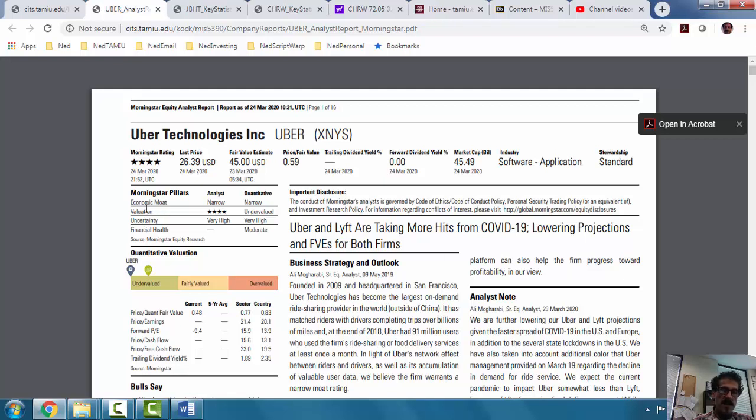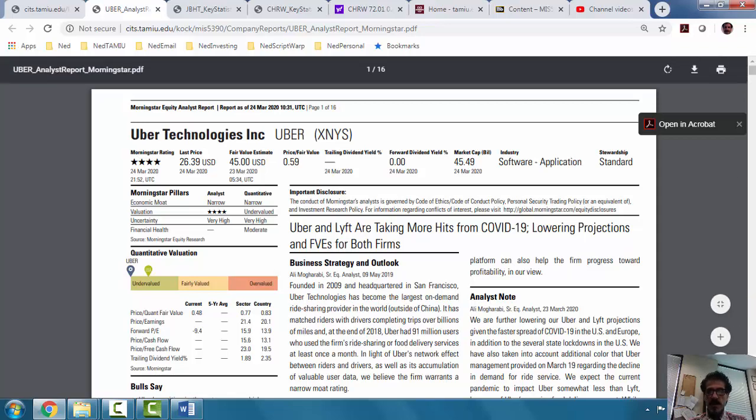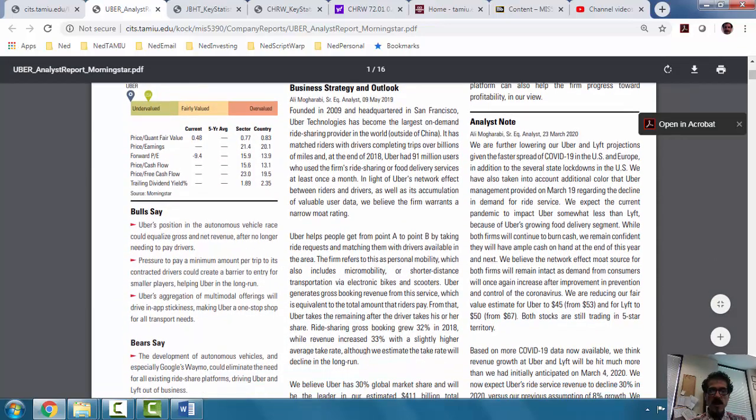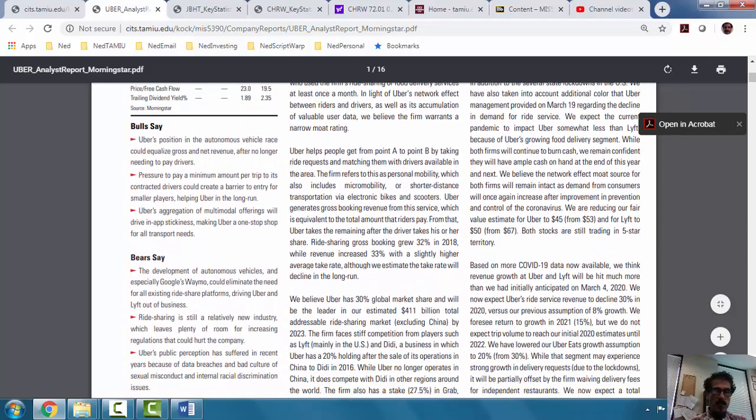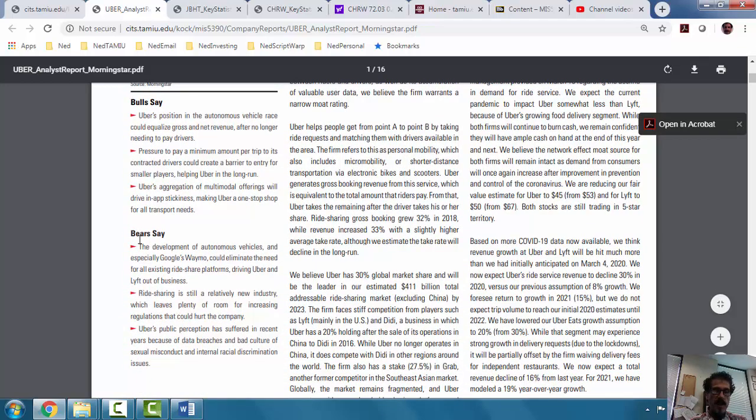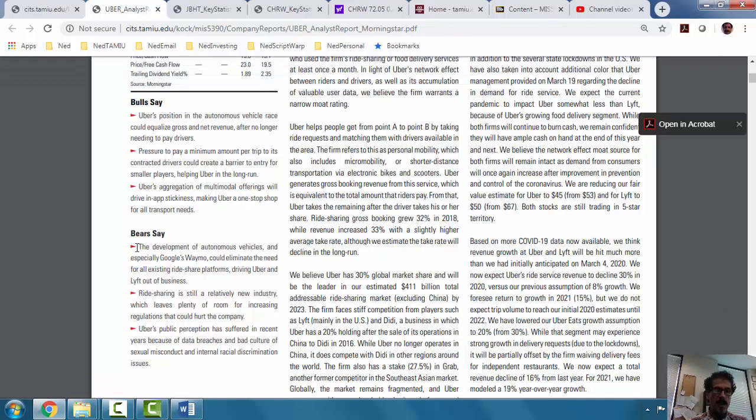For example, this idea of moat, right? So companies that have a moat are hard to compete against. Then there is interesting information here, this is for Uber. So bulls say, bears say, this is the optimistic view of Uber for the future. This is Uber, the company as a whole, and bears say this is the more pessimistic view about the company.